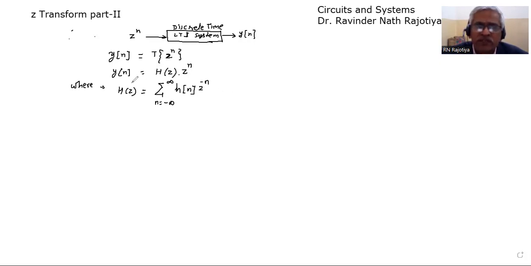Try to correlate it with the continuous time system. For the case of Laplace, we said h of s was equal to the integration from minus infinity to plus infinity of h of t e power of minus st dt. But in the case of a discrete time LTI system, your response h of z is equal to the summation from minus infinity to plus infinity of h of n z power of minus n.